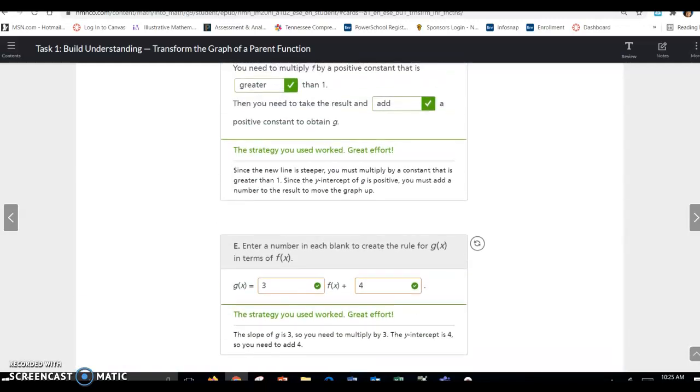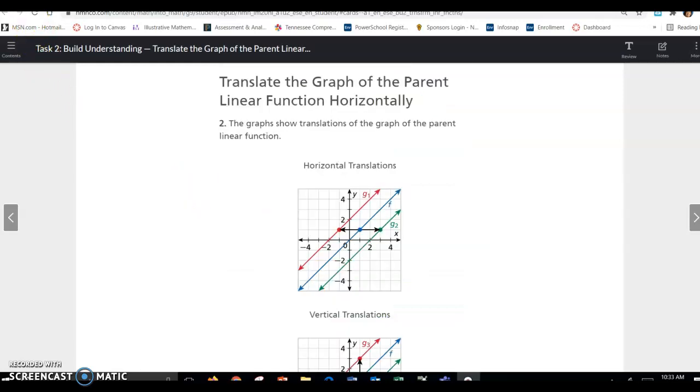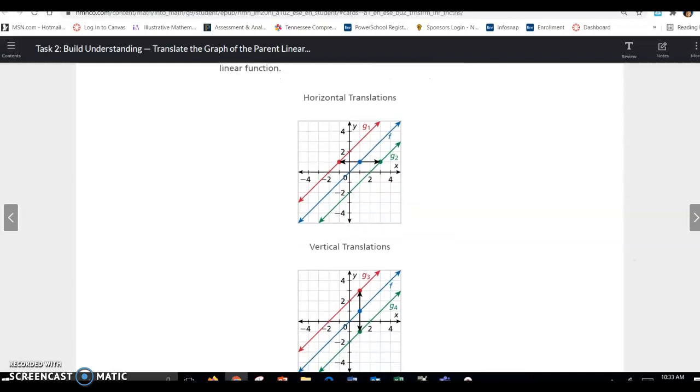All right, that's all for task 1. If you have any questions, let me know. All right, this is 5.2, task 2. Translate the graph of the parent linear function horizontally. All right, the graph shows translations of the graph of the parent linear function.